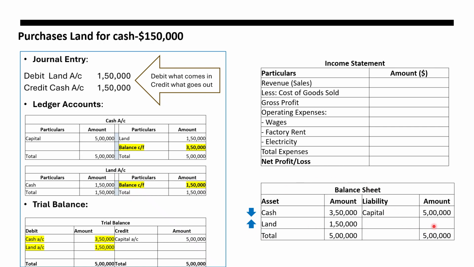The liability side had an entry for capital as per the previous transaction. So capital will be on the liability side for 5 lakhs. That remains untouched. This transaction reduces the cash balance by 1,50,000. So earlier cash was 5 lakhs, it reduced to 3,50,000. And land has been purchased, so the land account increased to 1,50,000. And the balance sheet is tallied, asset side is equal to liability side for 5 lakhs.